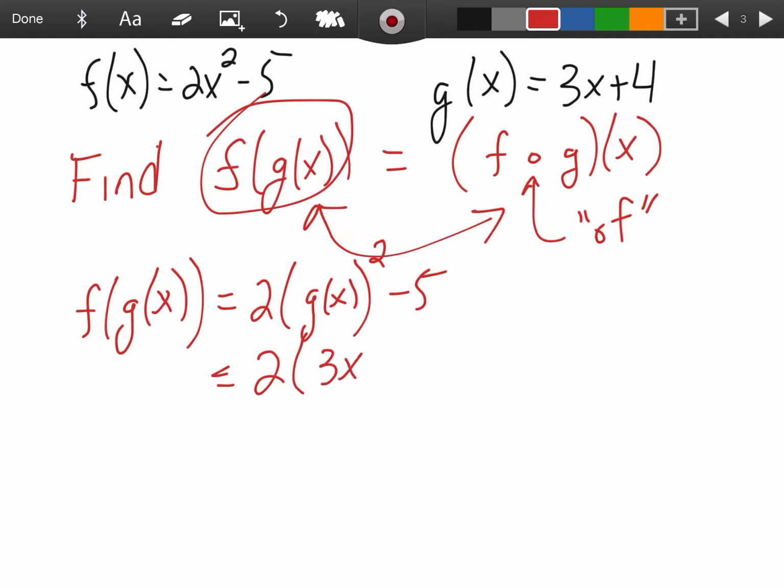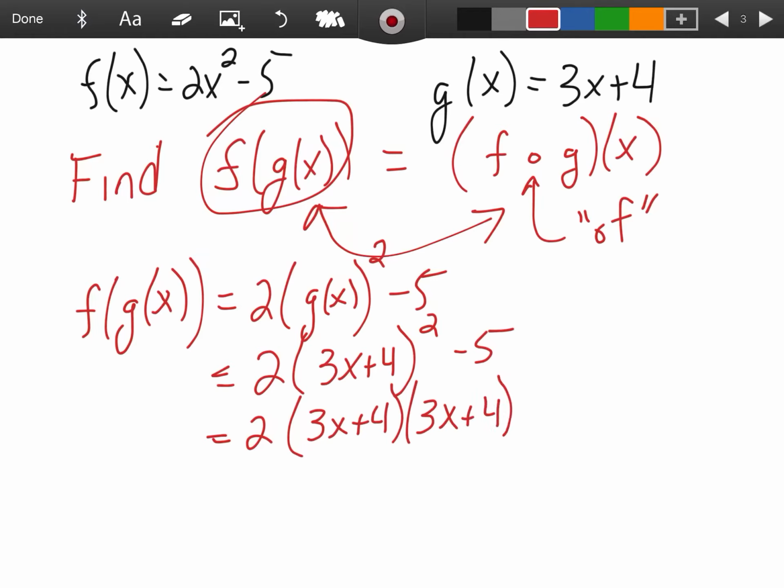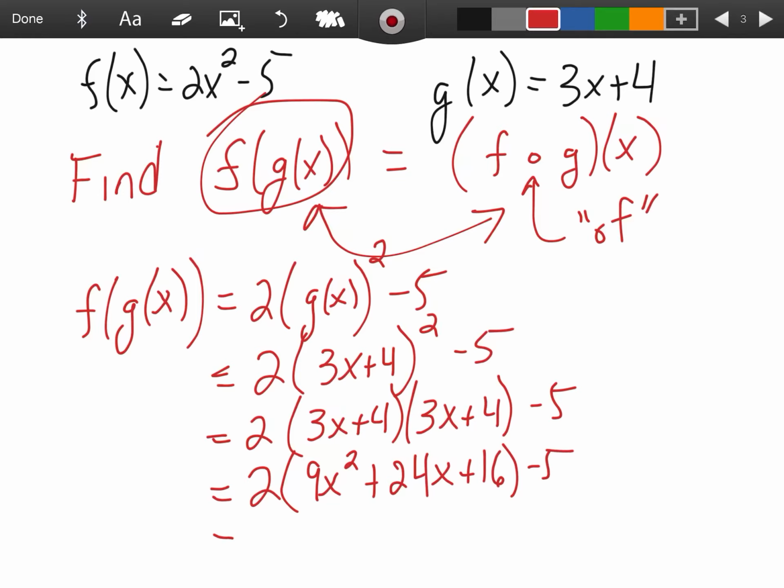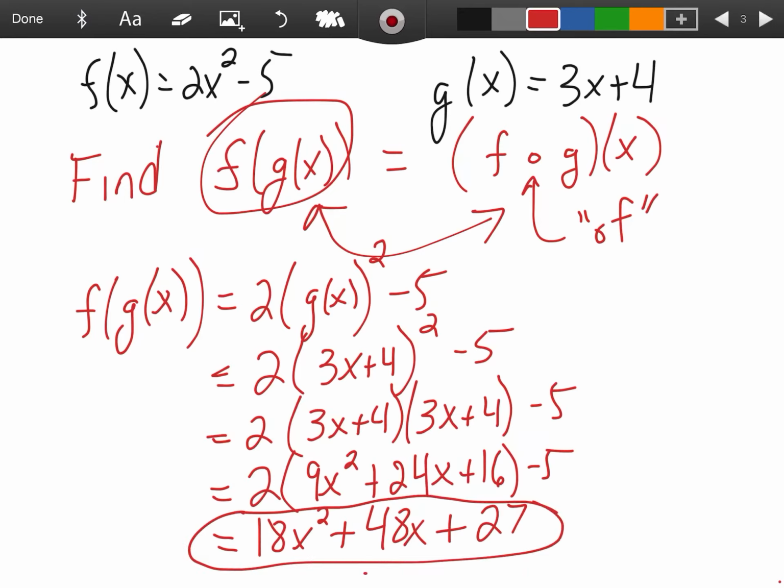So 2 times 3x plus 4 squared minus 5. That's 2 times, well, 3x plus 4 times 3x plus 4 minus 5. That's 2 times 9x squared plus 12x plus 24x plus 16 minus 5. That's 18x squared plus 48x plus 32 minus 5, which is plus 27. So that is our f of g of x.